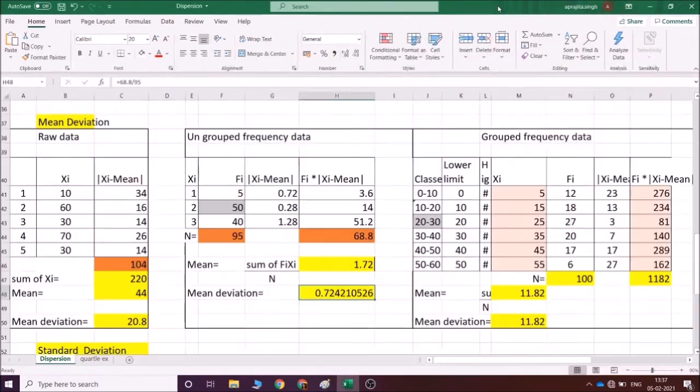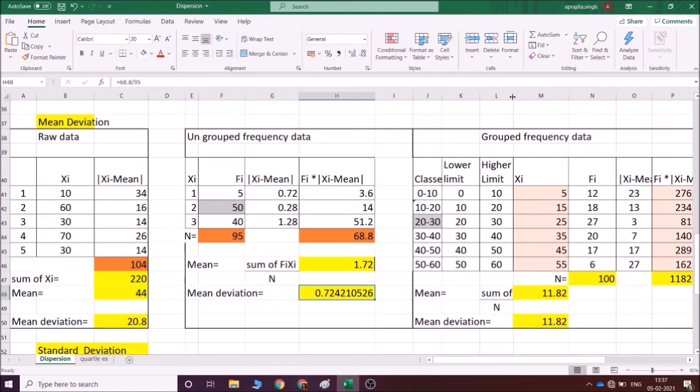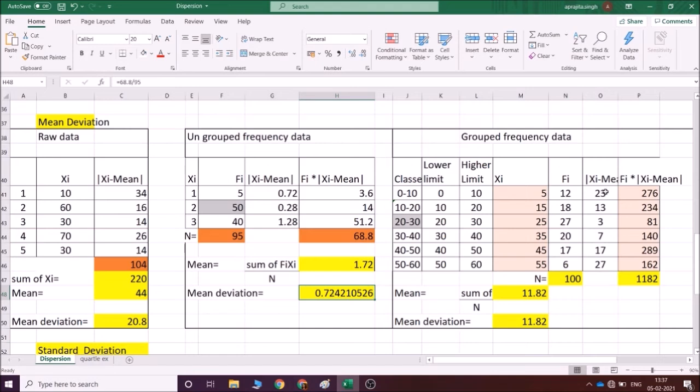In case of a grouped frequency distribution, how do you go about it? We find out the mean, and for that you will have to multiply fi xi. Xi is the class mark, you find it out, find the mean, that is 11.82. Now for each xi value, just subtract the mean. The xi value of 5 is subtracted from the mean. This is what we are doing.